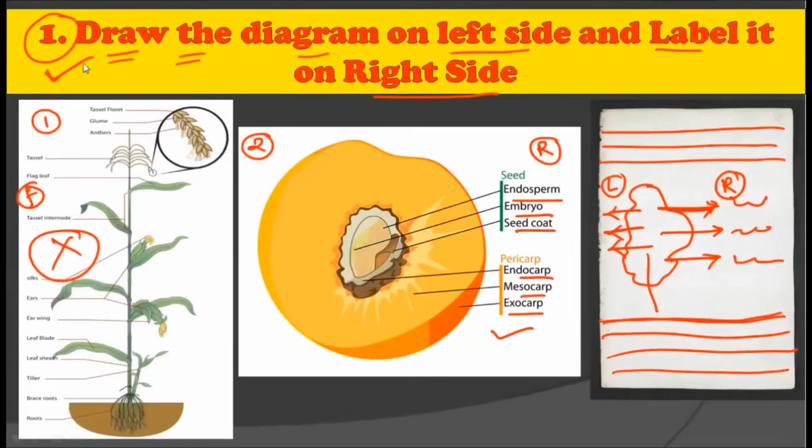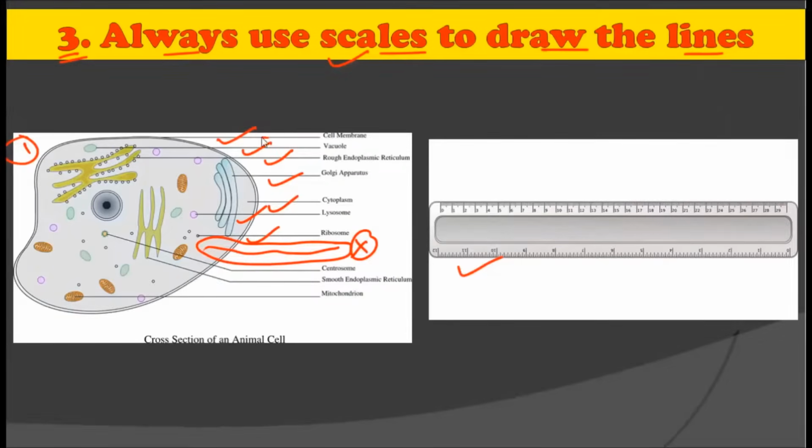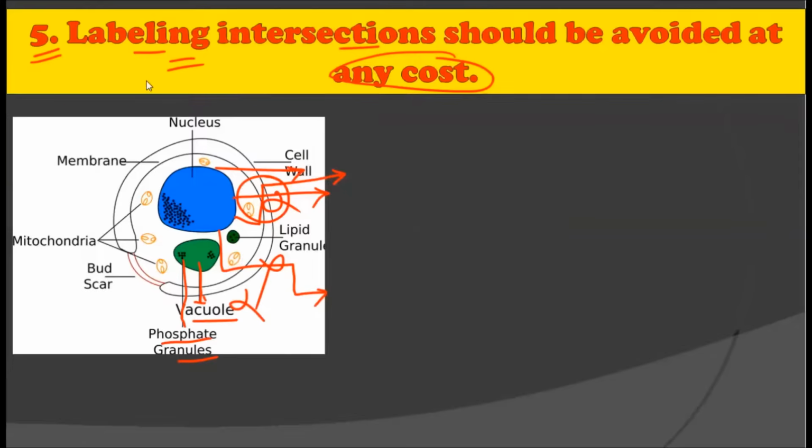All right. In summary, we have seen the first point in which we have discussed that the diagram should be on the left side of the page and the labeling should be on the right side of the page. Then we have seen the second point, that is, try to maintain the alignment in the labeling. That is, good alignment gives a very good look to your diagram. Then always use scales while drawing the lines for the diagram. Then labeling should have a horizontal alignment and you should avoid vertical lettering. And at last, we have seen that you should avoid labeling intersection at any cost.